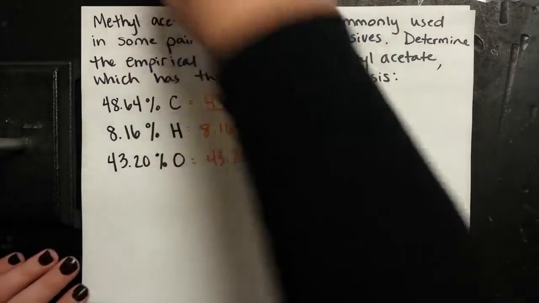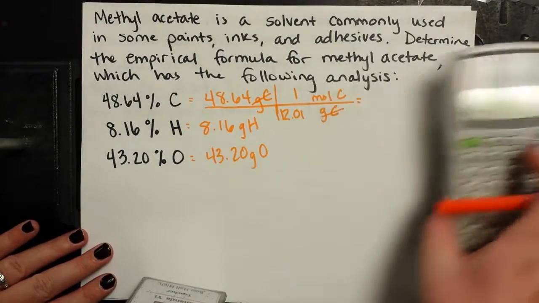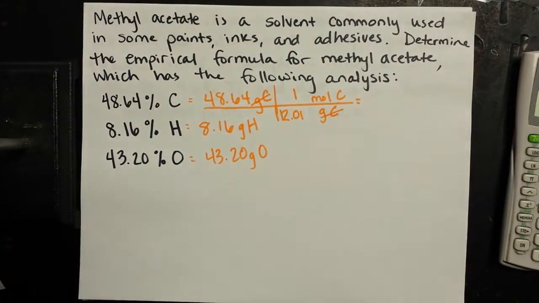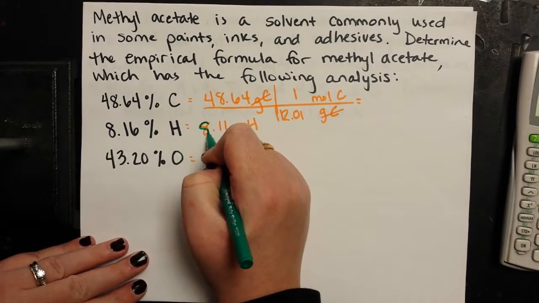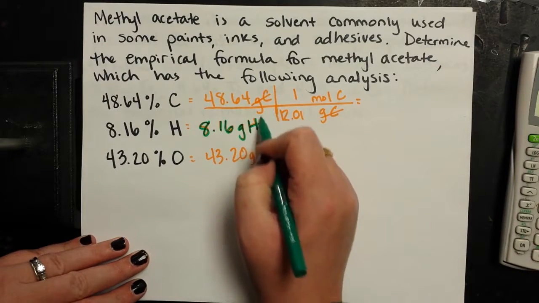All right, so actually, you know what? I usually save all my calculations for last. Let's go ahead and set everything else up. So let me grab another color marker. I'm going to go back over this. So this is 8.16 grams of hydrogen.